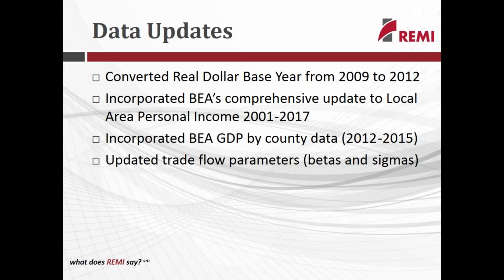We've also incorporated the BEA's GDP by county data. Previously, the REMI model used state GDP levels and shared those out down to the county level using county level income data. But now with this new data source, we are able to report on GDP by county using a much more, hopefully much more accurate data source. So looking forward to that. We might see some small adjustments in GDP by county in certain users' forecasts. So be on the lookout for that.